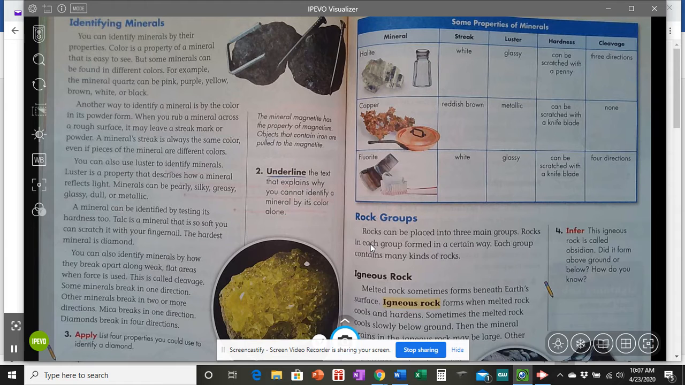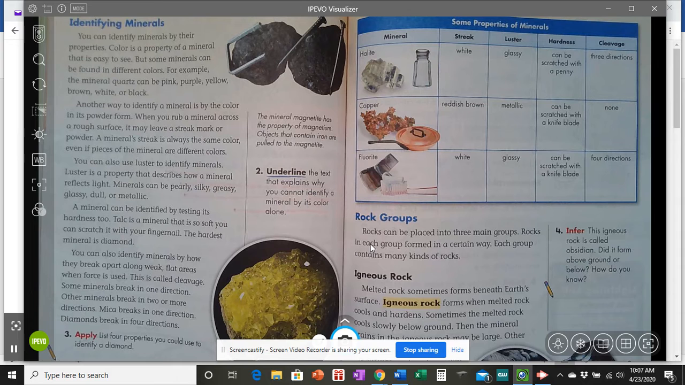You can also identify minerals by how they break apart along weak, flat areas when force is used. This is called cleavage. Some minerals break in one direction. Other minerals break in two or more directions. Mica breaks in one direction. Diamonds break in four directions.